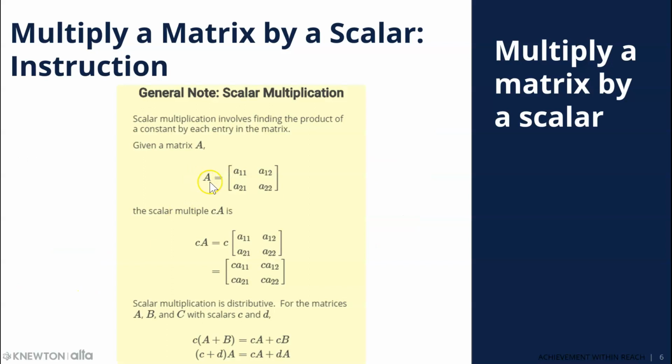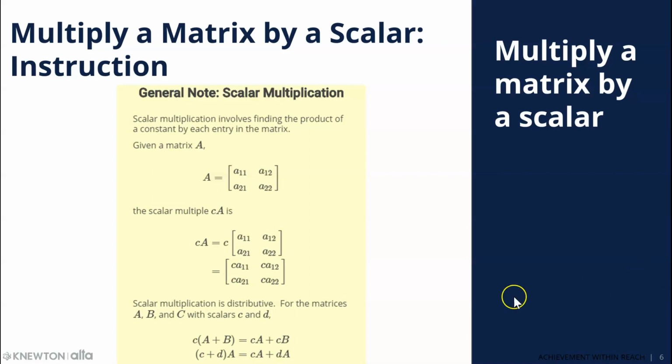For instance, we are given a matrix A here, and we want to find the scalar multiple CA, where C here is a real number. So to obtain the matrix CA, we just multiply each element of matrix A by C. Moreover, scalar multiplication is distributive.